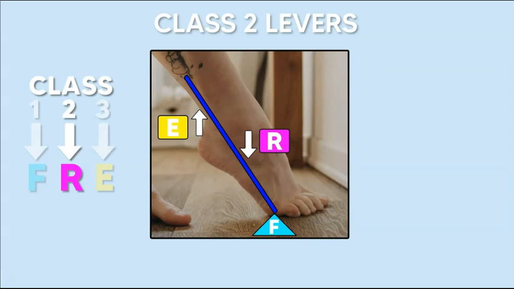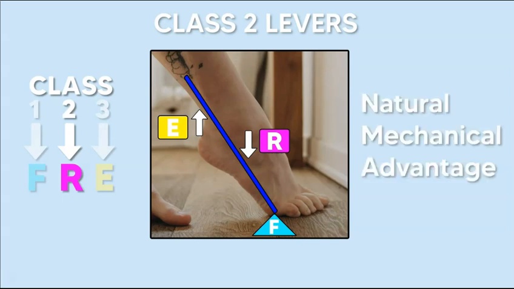An important thing to remember about second-class levers is that they have a natural mechanical advantage, which partially explains why we can perform a single-legged heel raise with a relatively small muscle.